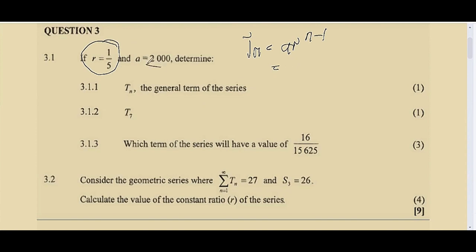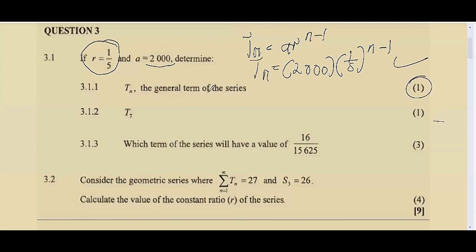Then what's your A? We are given that A is 2000. So we're just going to substitute 2000, and then our R is 1 over 5 to the exponent of n minus 1. So that's your Tn. It's only one mark. So that's what you were expected to do.